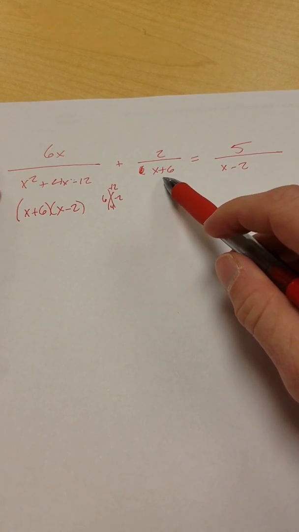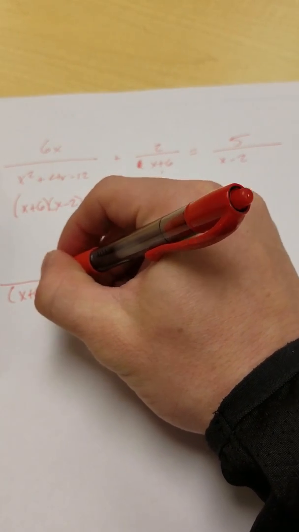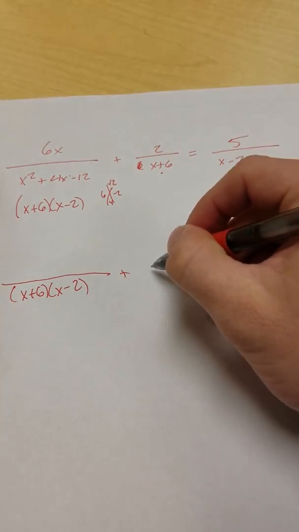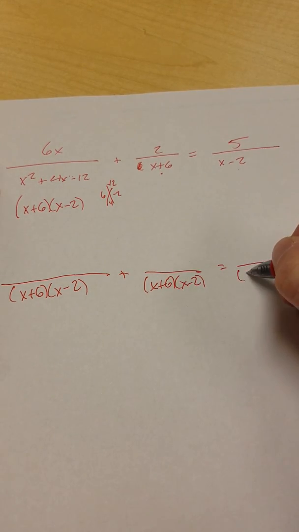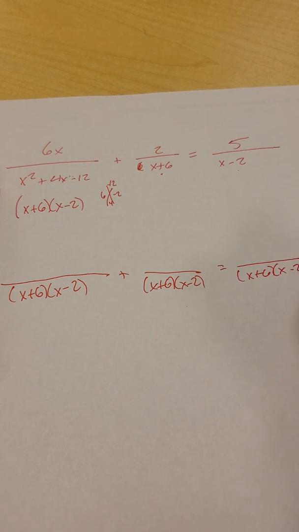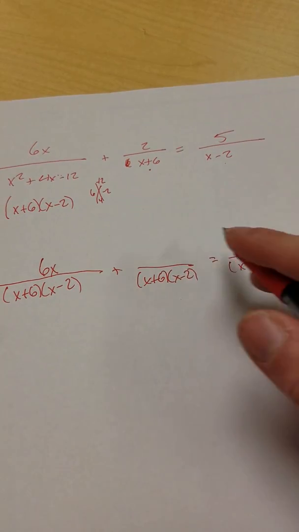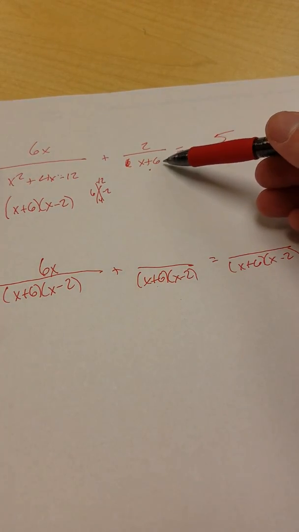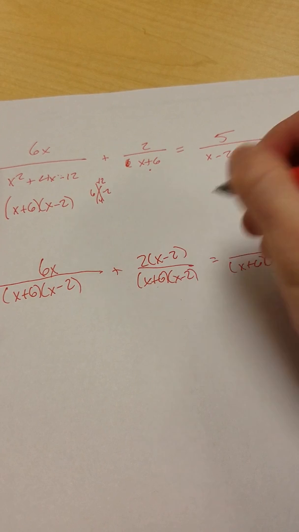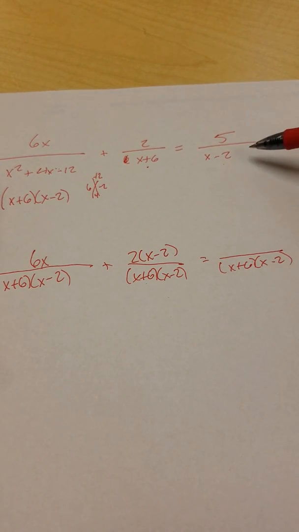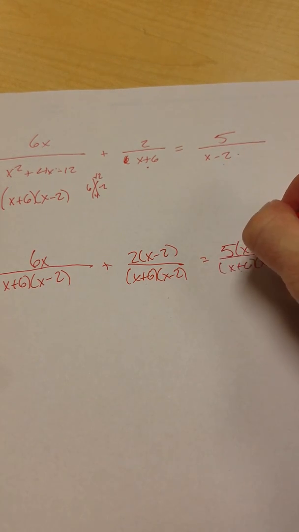Check the other denominators. There's an x plus 6 there. There's an x minus 2 there. So that tells me my common denominator is x plus 6, x minus 2. And I'm going to stick that on the bottom of all of these. This, we already have everything, so the top stays the same. Over here, I had an x plus 6, so I need the x minus 2, so I put the x minus 2 on the top. Over here, I had the x minus 2, so I need the x plus 6, so I put the x plus 6 on top.